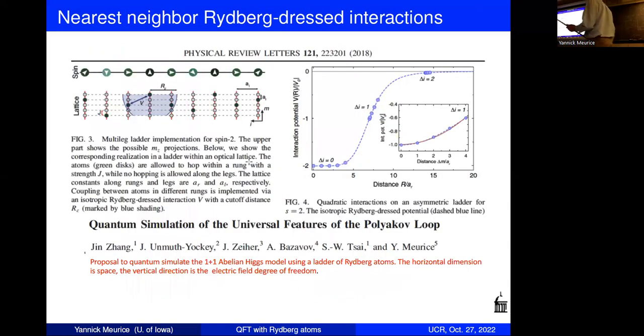With Johannes Zeiher, who is an experimentalist in Immanuel Bloch's group, and also Shan-Wen Tsai, Xin Zhang, Judah, Mutyoki, and Alexei Bazavov, we had a proposal for realizing this model on an optical lattice. The optical lattice has one direction, which is the spin. This is a spin 2. So this is m equals 0, m equals 1, m equals 2. The atom can tunnel in that direction, but not in this direction.